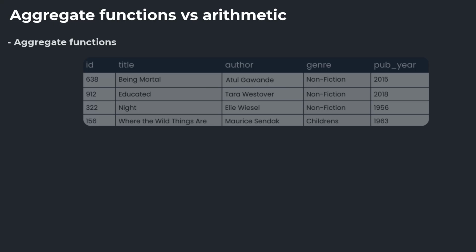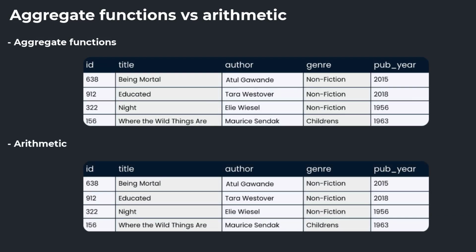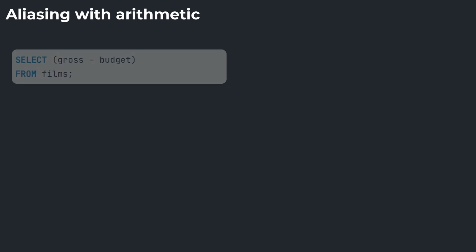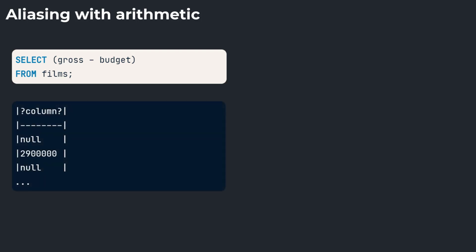What's the difference between using aggregate functions and arithmetic? The key difference is that aggregate functions, like sum, perform their operations on the fields vertically, while arithmetic adds up the records horizontally. Before we move on, let's run through an arithmetic example using our database. Here we have selected the gross, how much the movie made, minus the budget, how much the movie cost, from our films table. The result is the amount of profit.